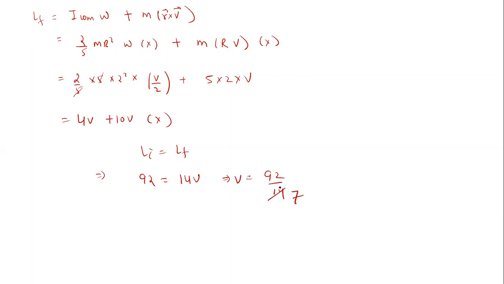So this will go by 7 times 4, 43 by 7, I think. 46 by 7, sorry, meter per second. This is the answer. 46 by 7. So the velocity when it attains pure rolling is how much? 46 by 7 meter per second.